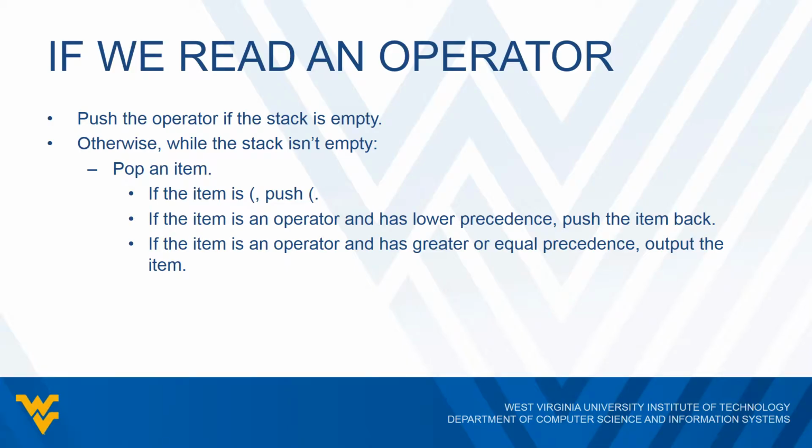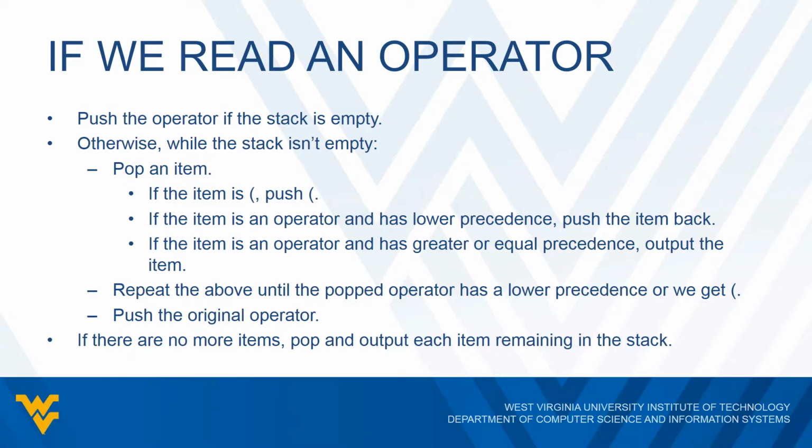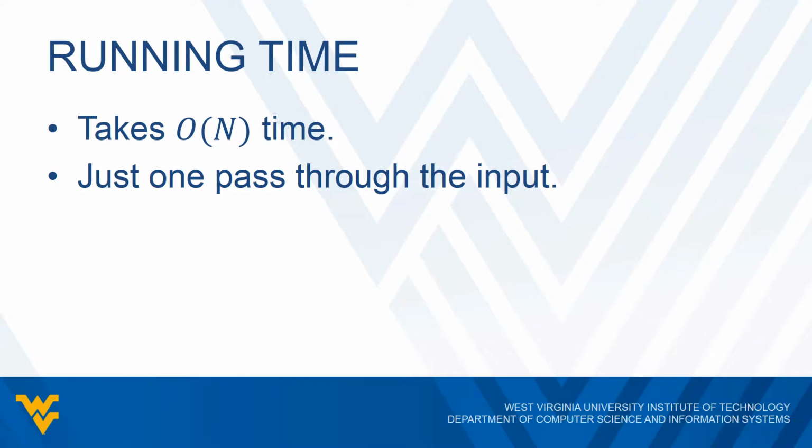Now, what if the item that we pop has a greater or equal precedence? Then what we're going to do is we're just going to output that item to the output string. And then we're just going to keep repeating this until the popped operator has a lower precedence or we get the open parenthesis. And then finally, we're just going to push the original operator onto the stack. Now, if there are no more items, then we would just pop and output each remaining item that's left in the stack. This conversion actually takes O(n) time, and that's because we just go through the input with just one pass. We start at the very beginning, we go all the way to the end, and we get our conversion. So this is a linear time algorithm.